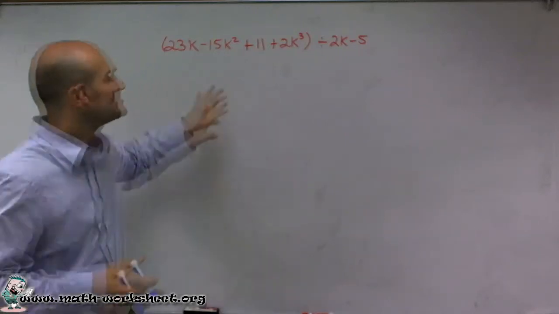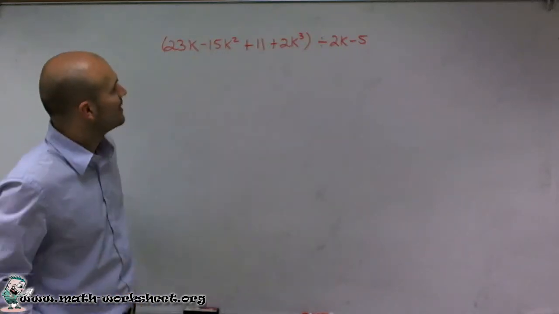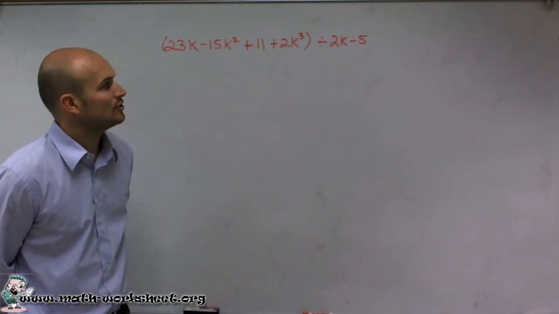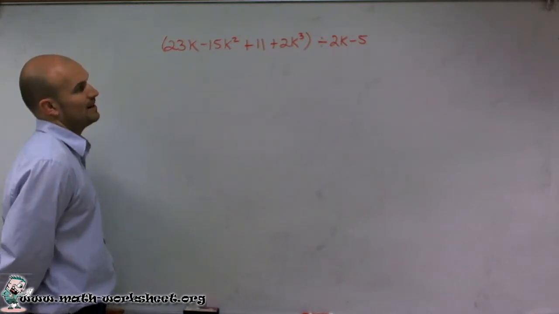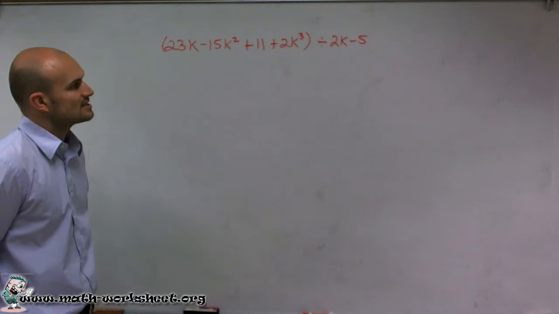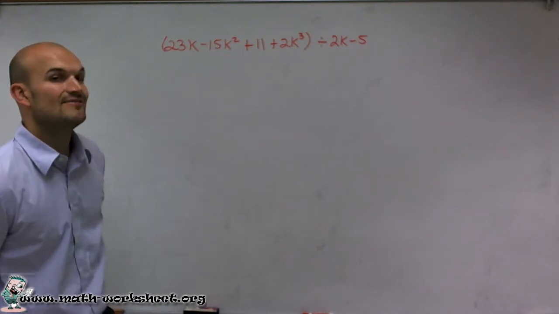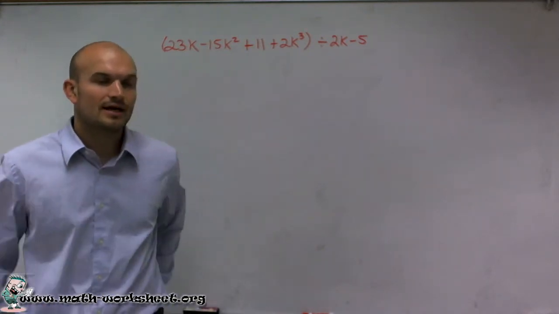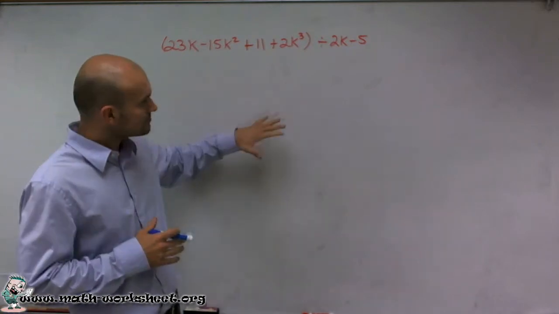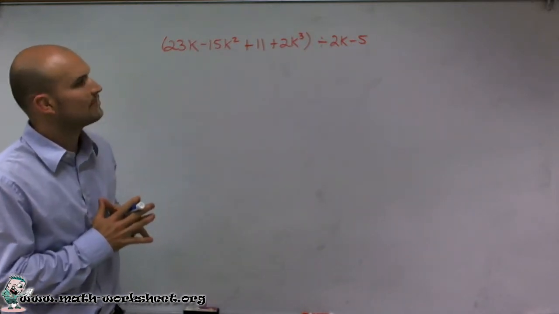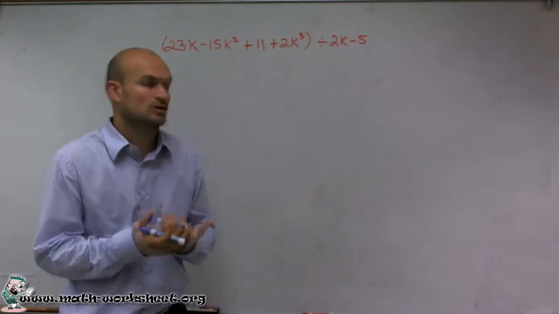Welcome. What I want to do today is show you how to divide this polynomial by the binomial. The polynomial I have is 23k minus 15k squared plus 11 plus 2k cubed, divided by 2k minus 5. Now there's a couple of ways we can work on division, and on this problem, I'm going to show you how to solve it by using long division.